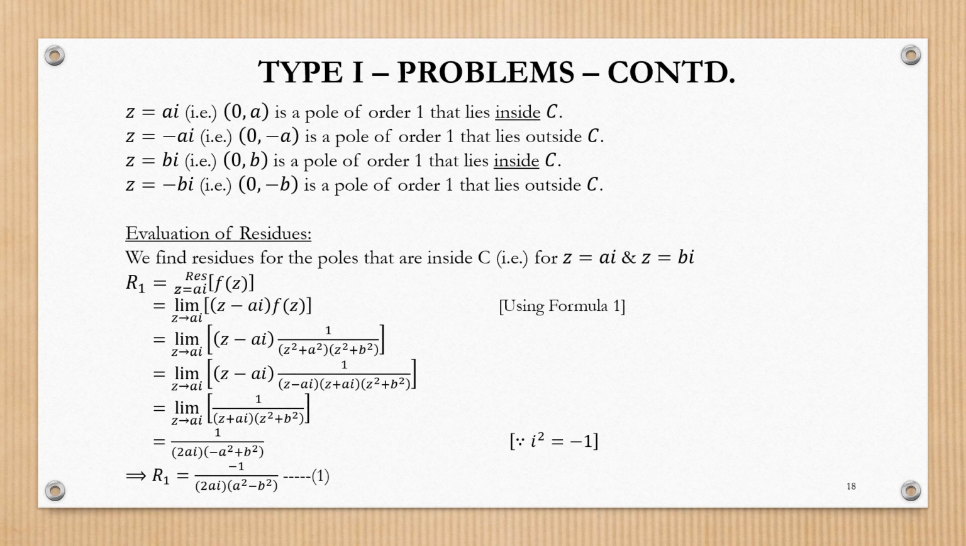So we will be finding two residues, r1 and r2. Please recall that the Cauchy residue theorem requires us to calculate the residues only for the poles that are inside the simple closed curve C. So I'm going to be finding only two residues.